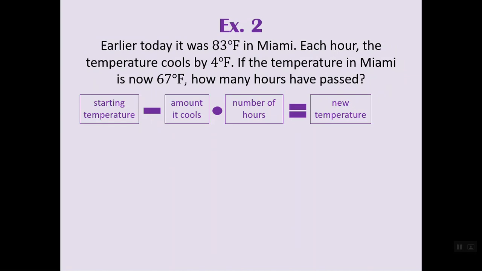In addition, we need to write down our labels based on each of those pieces in our word equation. So we're going to have a starting temperature, the amount it cools, the number of hours, and the new temperature. Again, pause the video so you can write those all down.